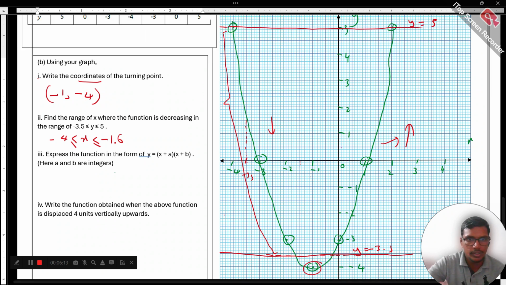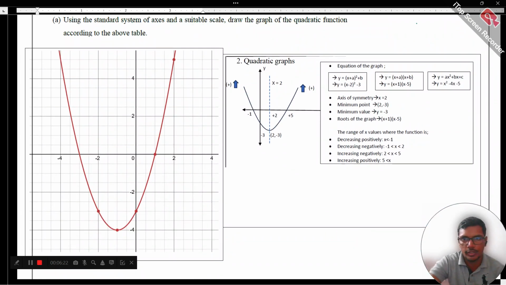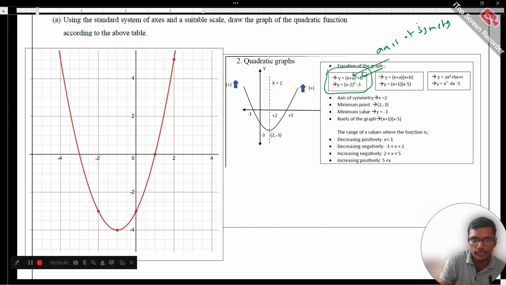The next part, write the equation in the form y equals a(x plus b) squared plus c. When they give the graph, there are three basic ways of writing the equation. First one is in this manner, where a will be the axis of symmetry, b will be the maximum or minimum value. So in this graph, if I write in that manner, axis of symmetry is x equals 2. Then if this is +2, I should write it as -2. x minus 2 squared, and minimum value will be -3.